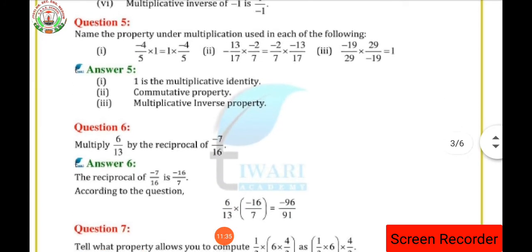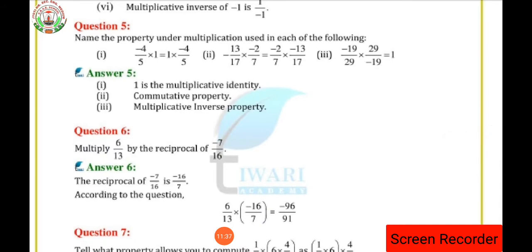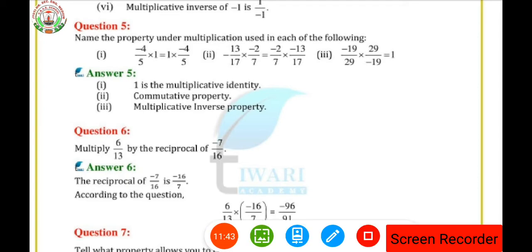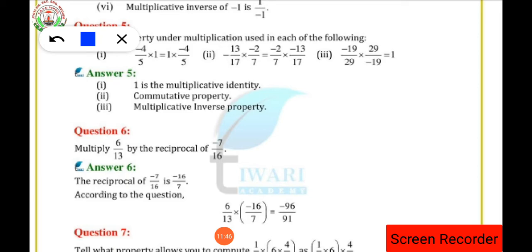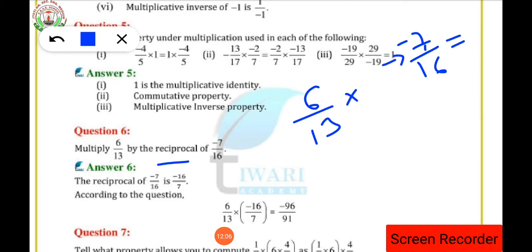Okay. Next question we are having, question number 6. Here it is said: multiply 6 upon 13 by the reciprocal of minus 7 by 16. Multiply means the multiplication sign will come. Reciprocal of which number? Minus 7 upon 16. This 6 by 13 will be multiplied with the reciprocal of this number. So what will be the reciprocal? Minus 16 by 7 will be the reciprocal of this number. So 6 by 13 will be multiplied with minus 16 by 7.